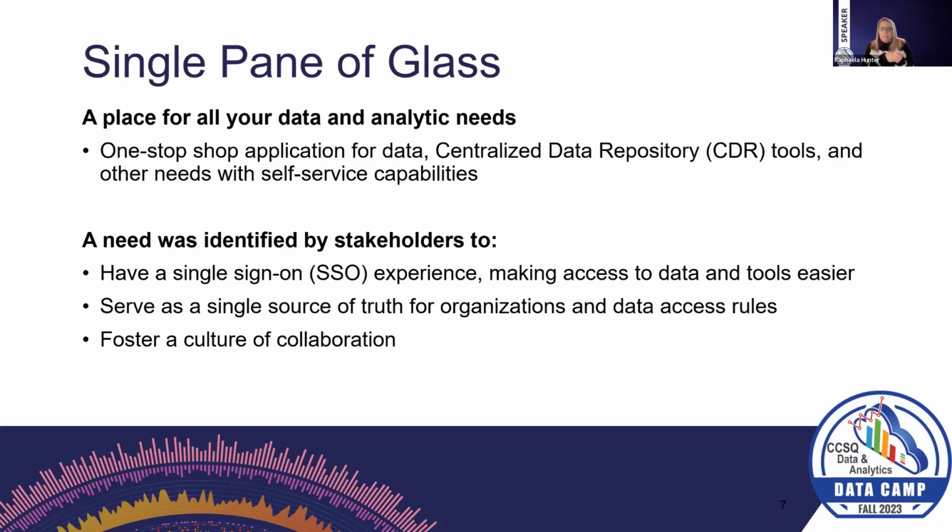Another need was having a single source of truth for data access rules within each organization and contracts. So no more digging through trying to determine what data you can access. It's going to be clearly stated so you can quickly see and move forward with the work you need to do. But we also are hoping to create a culture of collaboration and community, a place where you can share code, share data, support each other, contribute to the documentation, bringing up forums and just having good collaboration spaces. So it's going to be an ever-growing community. Next slide.